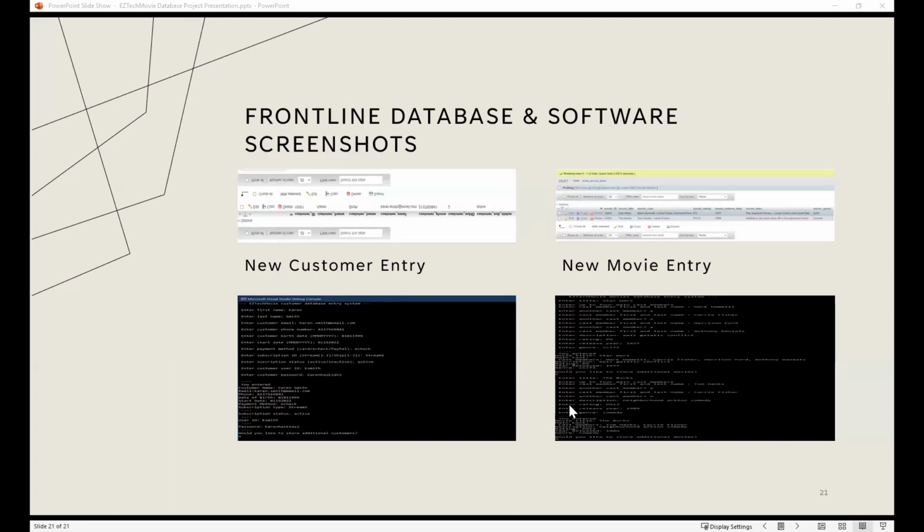All right, team. So we wanted to jump in and provide you some screenshots as well as a demo of the database that we've prepared for EZTechMovie. So to highlight some of the project work here, we've provided some screenshots of the overall database structure as well as the frontline entry software that'll be used to store customer and movie data.